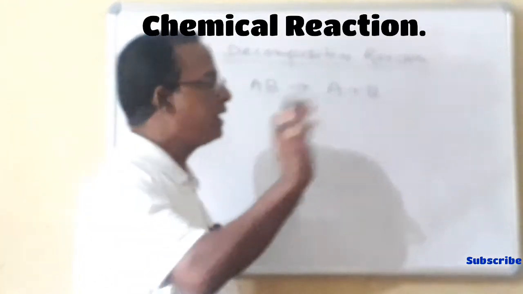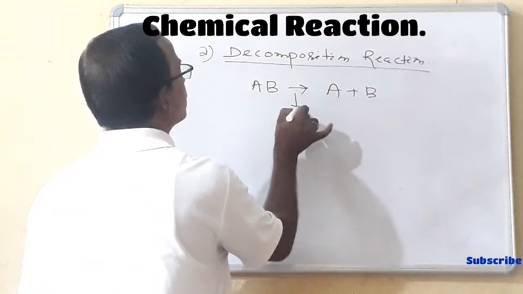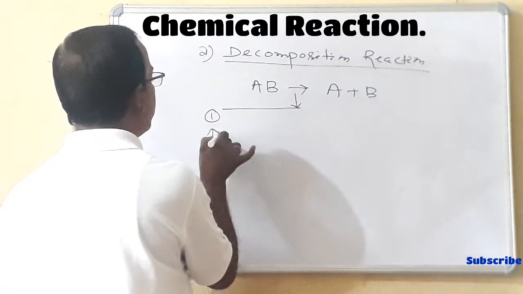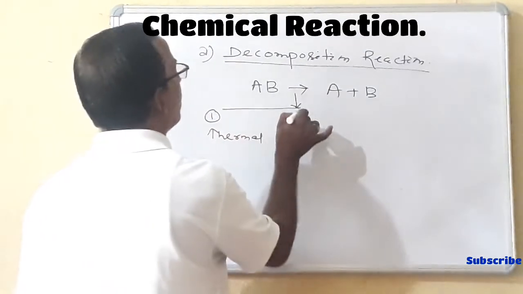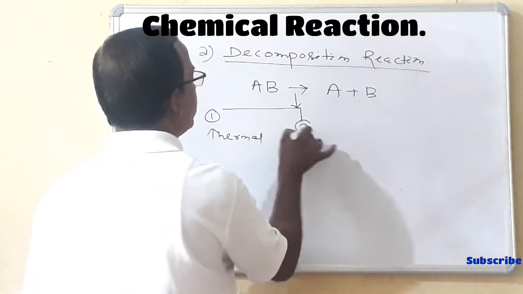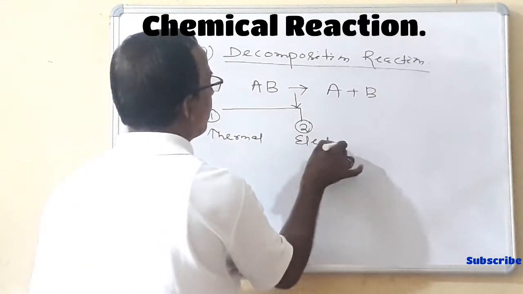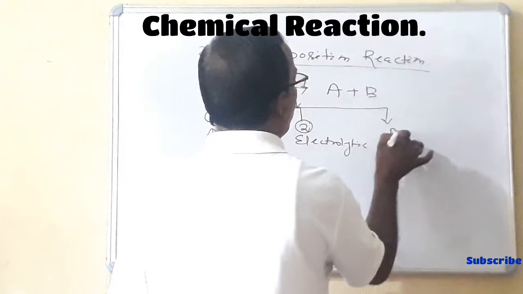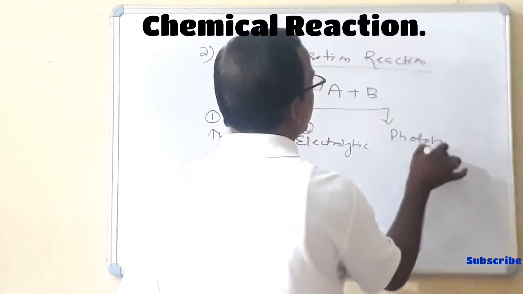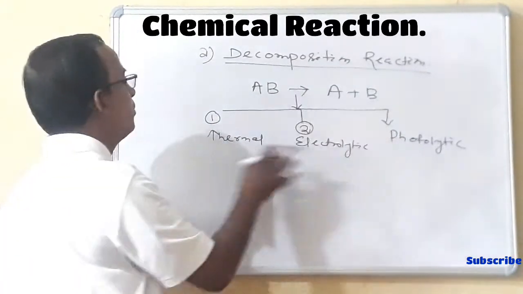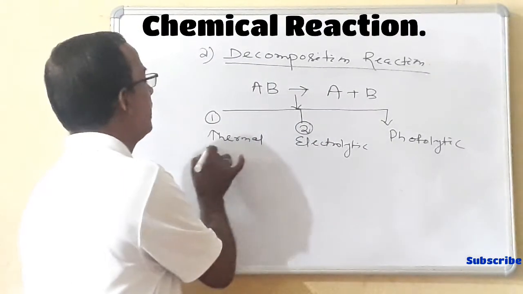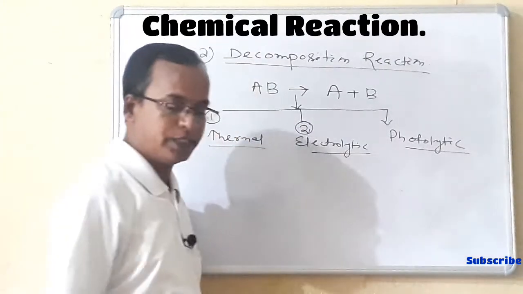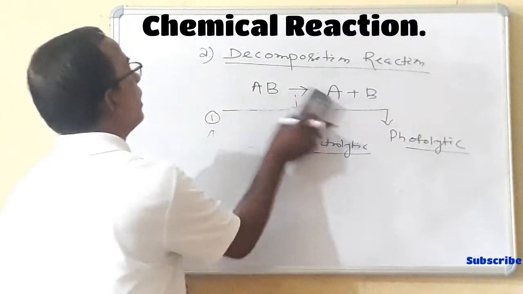Decomposition reactions are of three types. Number 1 is thermal decomposition reaction. Number 2 is electrolytic decomposition reaction. Number 3 is photolytic decomposition reaction. So decomposition reactions are of three types: thermal decomposition reaction, electrolytic decomposition reaction and photolytic decomposition reaction. We will discuss one by one.